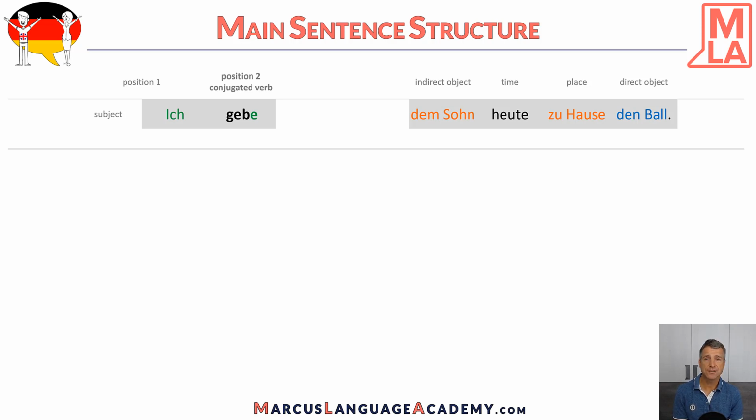So what's important here? The verb has to be in second place. And another important rule here, the indirect object goes before the direct object and also the time goes before place.